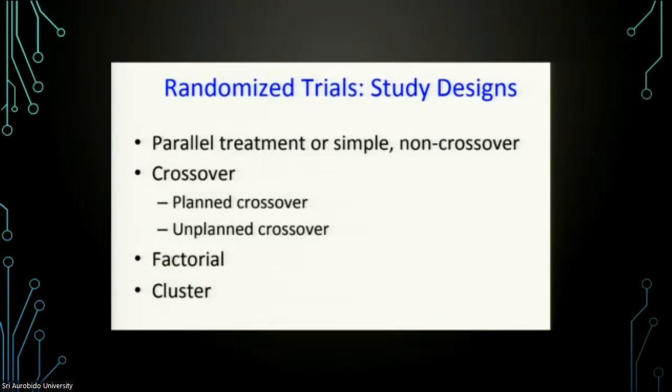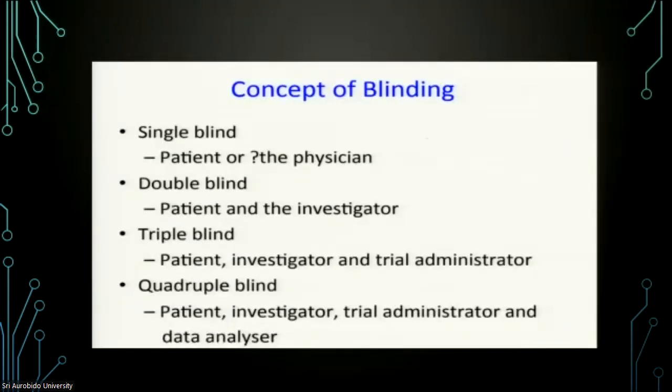The study designs, they can be some parallel treatment or simple non crossover. Crossover में planned crossover है. पहले हम ग्रुप ए को ए ट्रीटमेंट देंगे, ग्रुप बी को बी, फिर ग्रुप ए को बी ट्रीटमेंट देंगे और ग्रुप बी को ए. दिस इज क्रॉसओवर डिजाइन. Factorial and cluster designs. These are all the different designs of randomized trial.